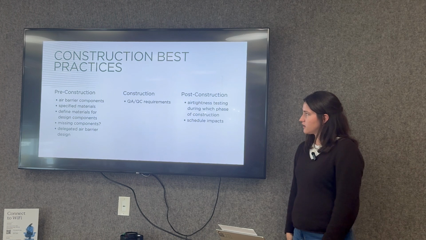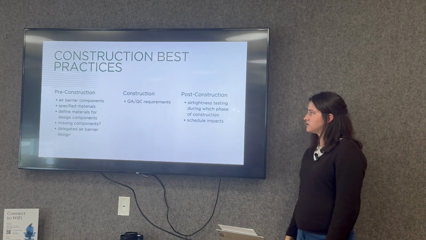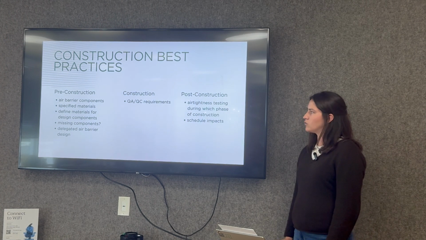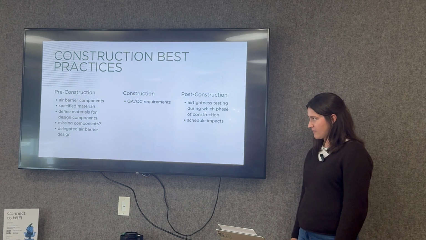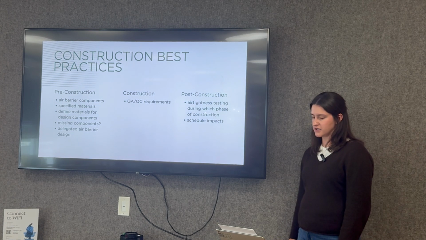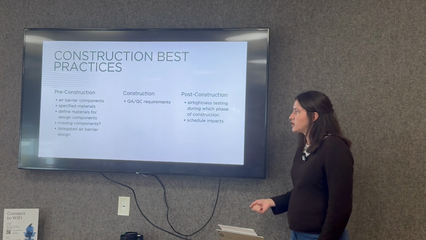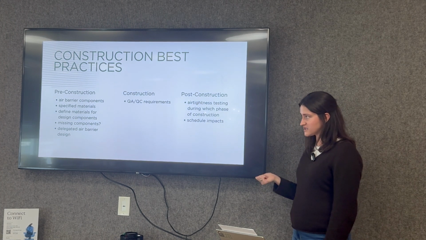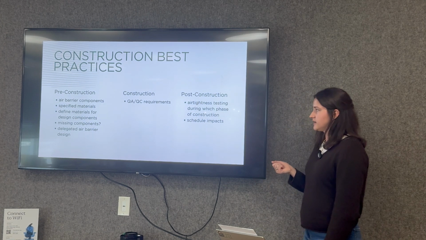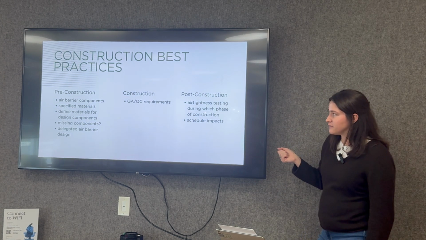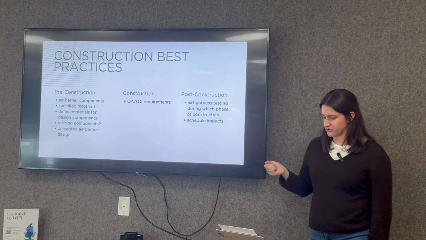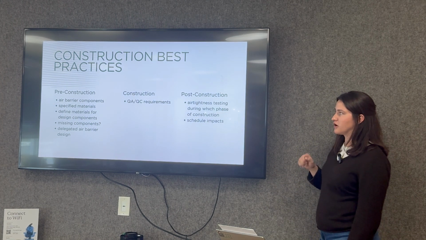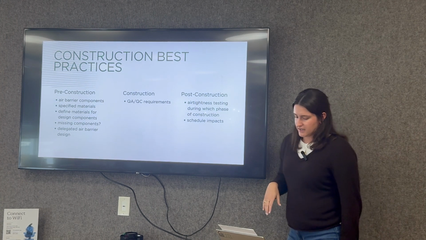So pre-construction, look for the air barrier criteria, understanding how it's defined and how any test criteria is defined and what materials are specified. After we know what the pass-fail criteria is, what are the specific components of the air barrier? Are there missing components that weren't specified? And is the air barrier design delegated, maybe by omission, to the general contractor? During construction, are there any QA/QC requirements or any air barrier auditing requirements?